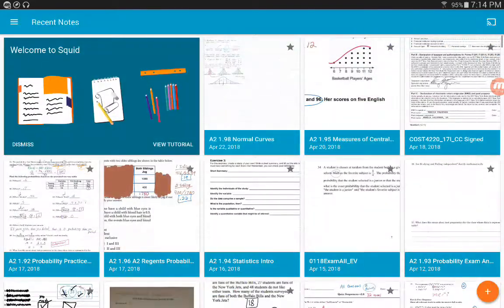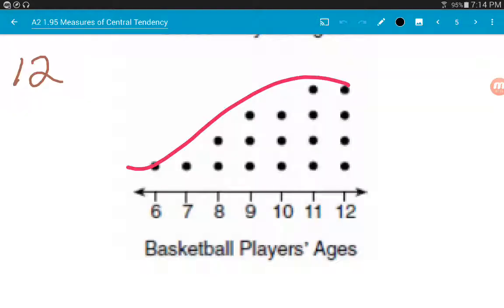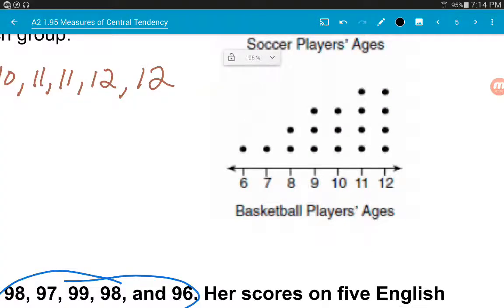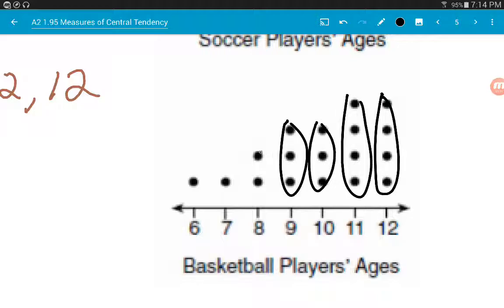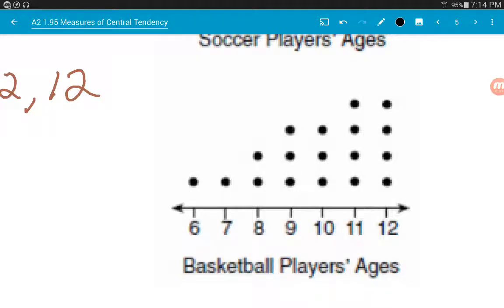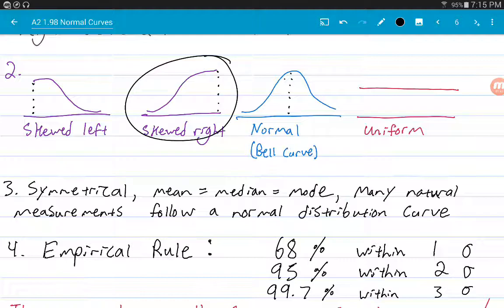These are all shapes that essentially map out the top of a dot plot. So just to give you an example, this is a skew right dot plot from lesson 95. Basketball players' ages, there are more basketball players who are 12 and 11, and then we have less as we move to the left, so the curve goes down. So this is the shape over the top of it, which looks a lot like this graph right here. Okay, so that's what I mean by the distribution. It's essentially the top of a dot plot.